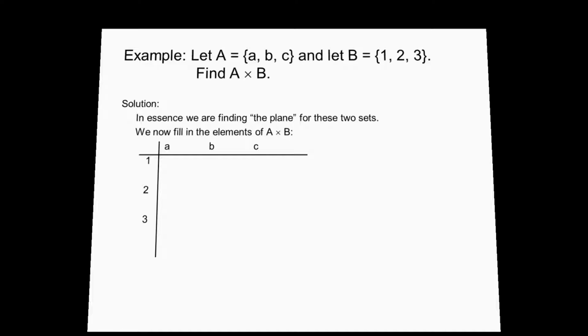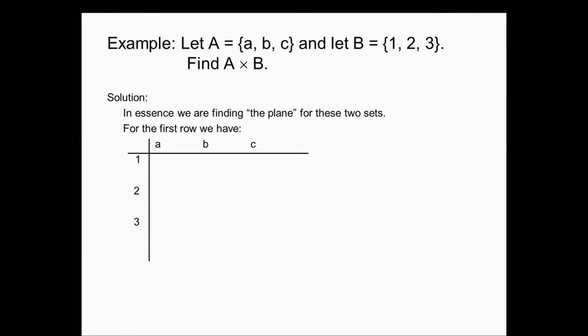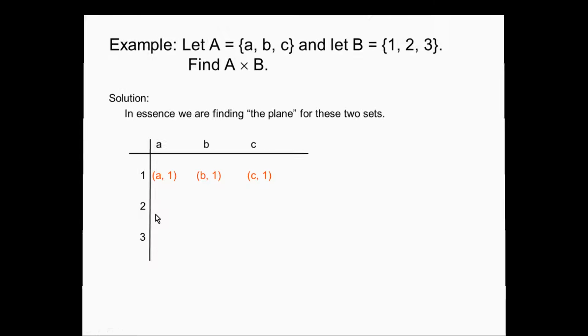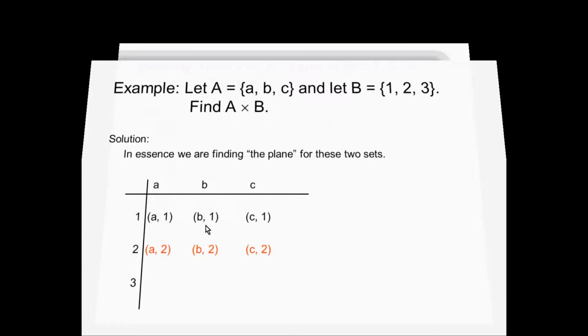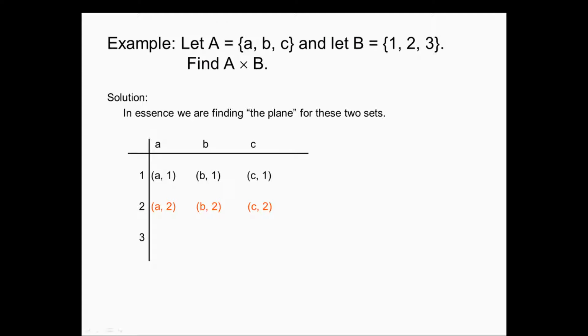We're going to go across the rows. Remember, the letter comes first. So for the first row, I'll have a1, b1, c1. For the second row, these 1s should change to 2s. So I'll have a2, b2, c2. And then for the third row, I should have a3, b3, c3. Okay, now these 9 ordered pairs, in essence these 9 points, that's A cross B. That's the plane for these two sets.